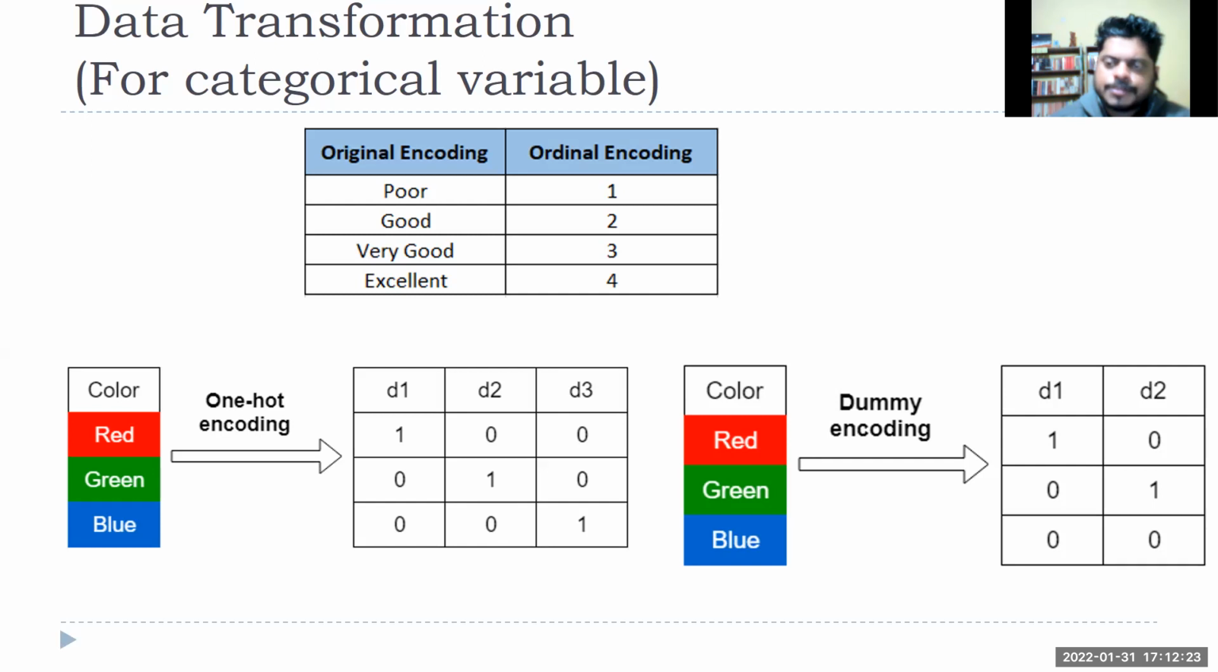Any questions on this? So the dummy encoding is also for the nominal value, right? Yes, both dummy and one hot encoding are for nominal values.